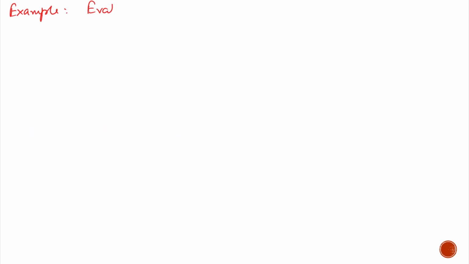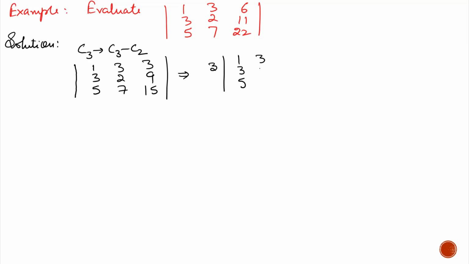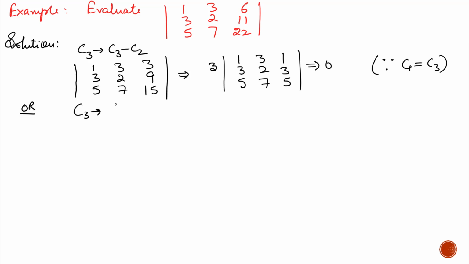Next example. Expand the determinant using properties with the first column elements 1, 3, 5, second column elements 3, 2, 7 and third column elements 6, 11 and 22. If we say C3 equals C3 minus C2, then the first column and the second column remain same and the third column is 3, 9 and 15. And now if we take 3 common from the third column, we will get 1, 3, 5 in the third column and the first two columns remain same. Because C1 equals C3, the answer of the determinant equals 0.